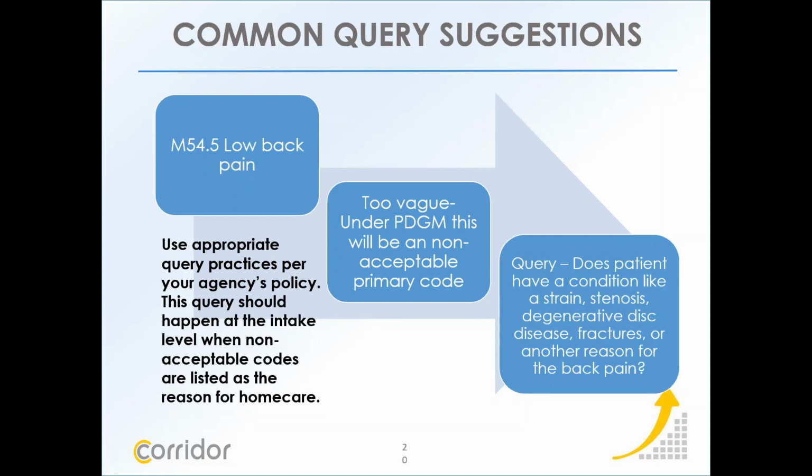And here's an example of what I was talking about with the multiple choice. We have low back pain. Again, PDGM says that's too vague. I'm not going to accept that as a primary diagnosis. And here's our query: does the patient have a condition like a strain, spinal stenosis, degenerative disc disease, fractures, or another reason for the back pain? Or if it's not on this list, can you tell me what it is? So we're really giving them information of what we feel like it might be, or an idea of what it could be, but we're also giving them an other. So we want to make sure if we are querying that we're being as appropriate as possible.